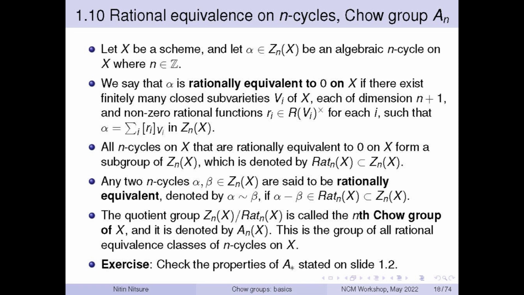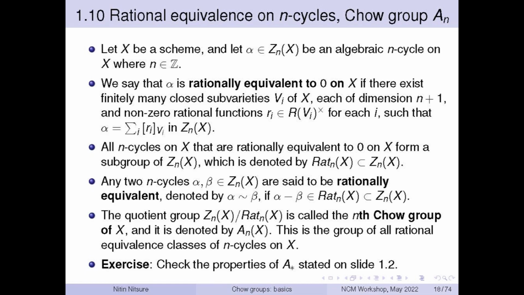You will need a variety of dimension 1 more than that n. And then if I take a rational function on that, it will produce a cycle of the correct dimension. But how many such varieties will there be? There may be a number of such varieties, there may be non-vanishing rational functions on them, and you take their Weyl divisors and you add them up, and if that becomes alpha, then you say alpha is rationally equivalent to 0, and the name for that is rat. And if you smell a rat in this, I'll talk about it.